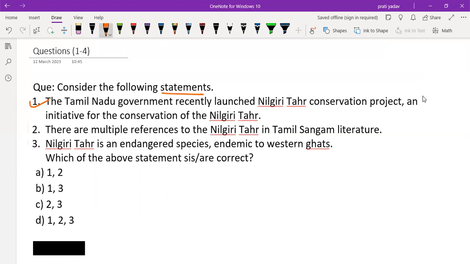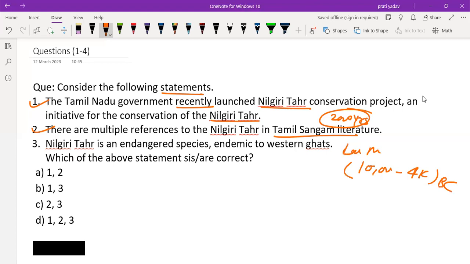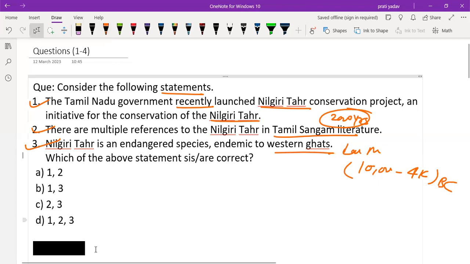First statement: Tamil Nadu government recently launched the Nilgiri Tahr Conservation Project, an initiative for the conservation of the Nilgiri Tahr. Yes. There are multiple references to the Nilgiri Tahr in Tamil Sangam literature. Yes, this literature is 2000 years old. And its mention is also found in late Mesolithic paintings, which are 10,000 to 4,000 BC old. The Nilgiri Tahr is an endangered species endemic to the Western Ghats. Yes. All the statements 1, 2, and 3 are correct. Let's check if we are on the right path. Option D is correct. That means we are on the right path. Now let's move on to the next question.